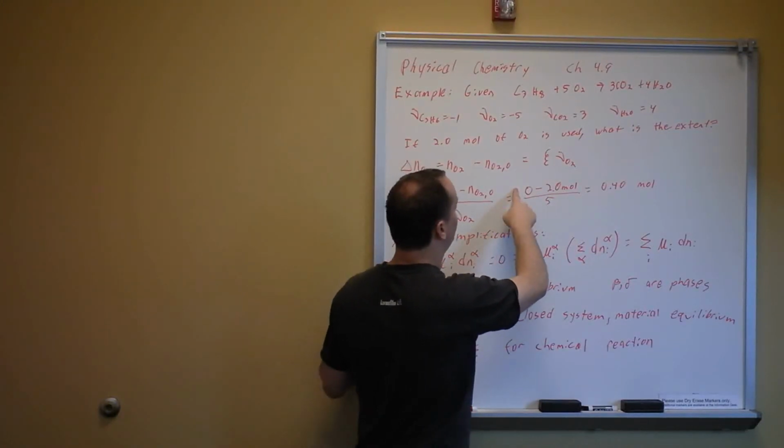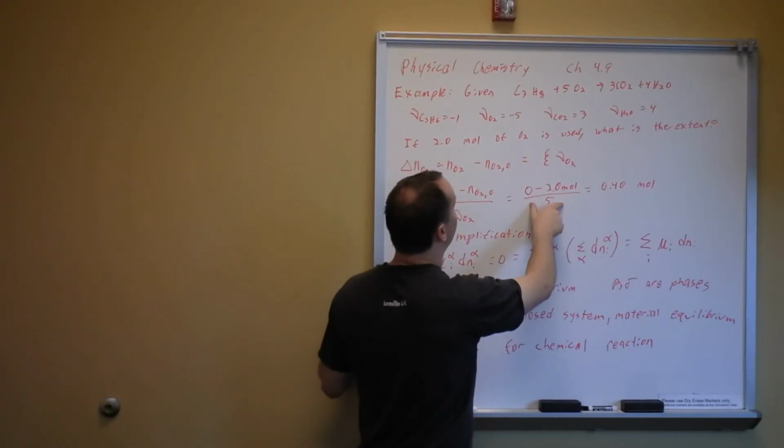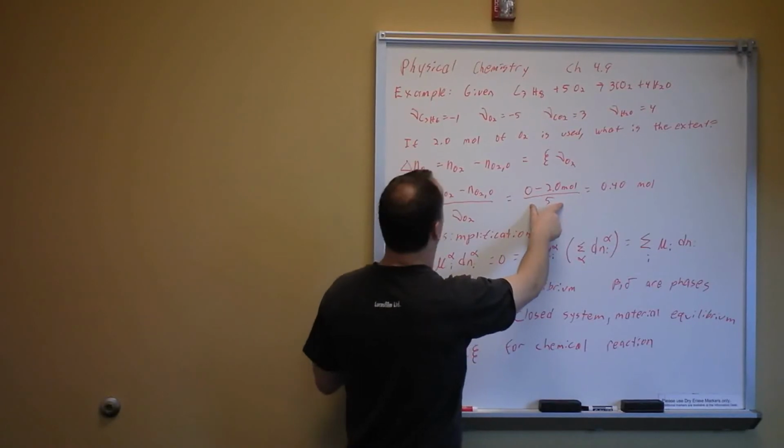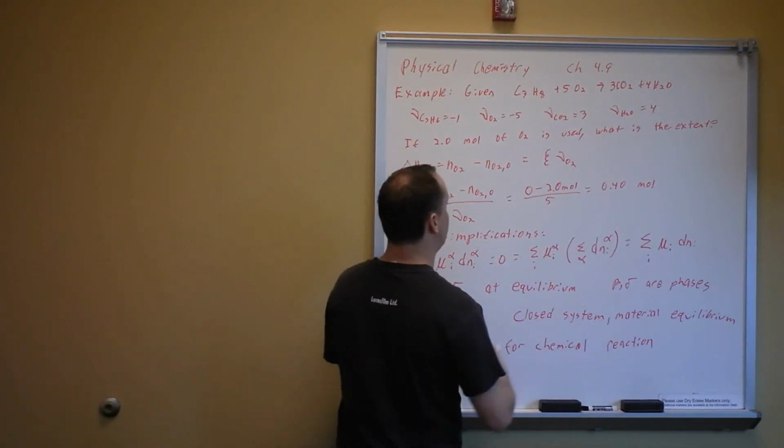So we get 0 moles because we used them all up. We're going to subtract out the 2 moles because that's what we started with. We're going to divide by 5 because that's what we said. Wait a minute, shouldn't that be negative? Yes, that should be negative 5.